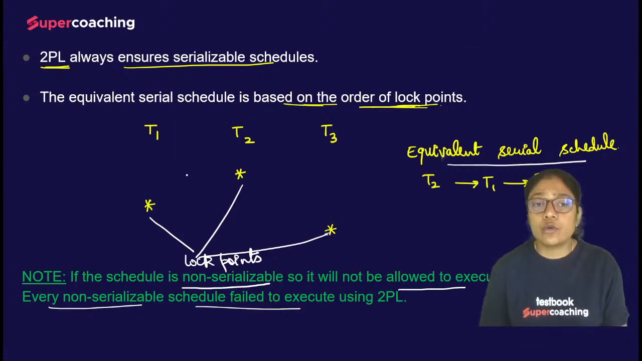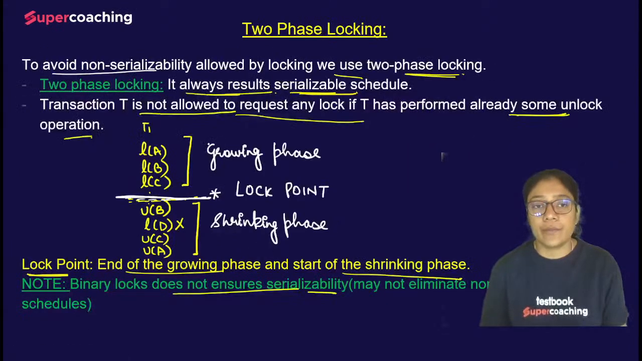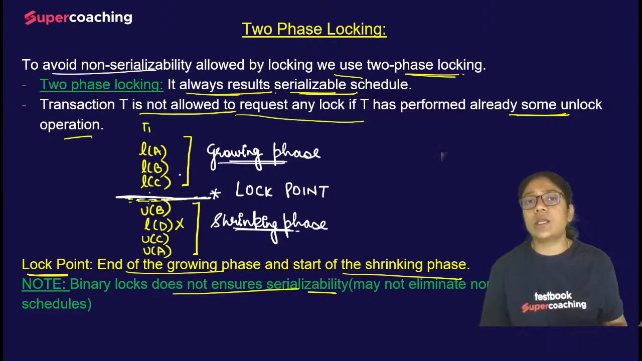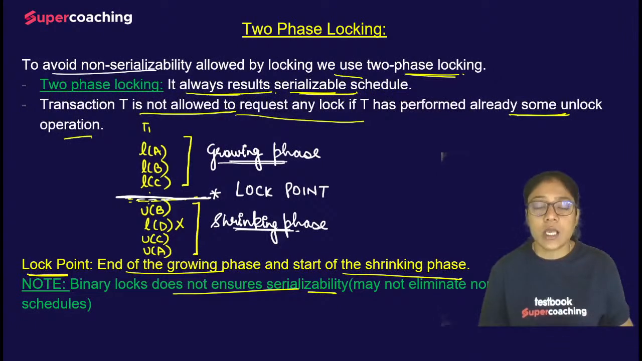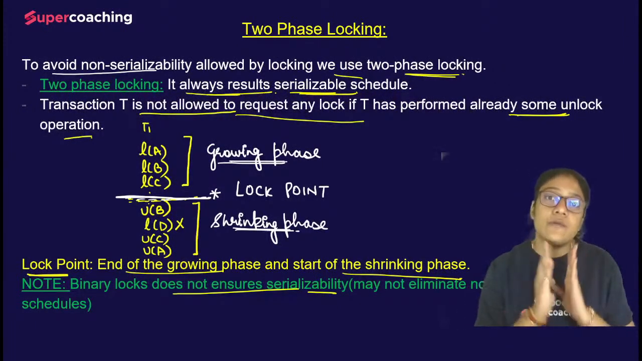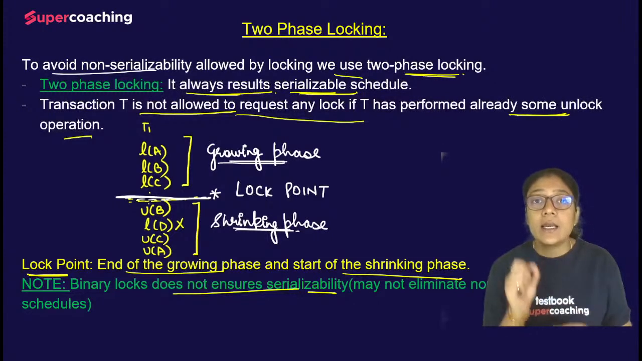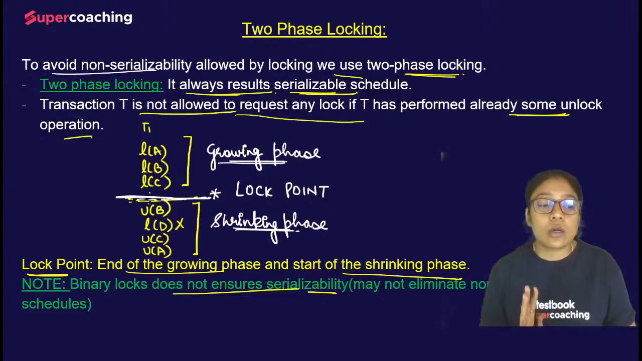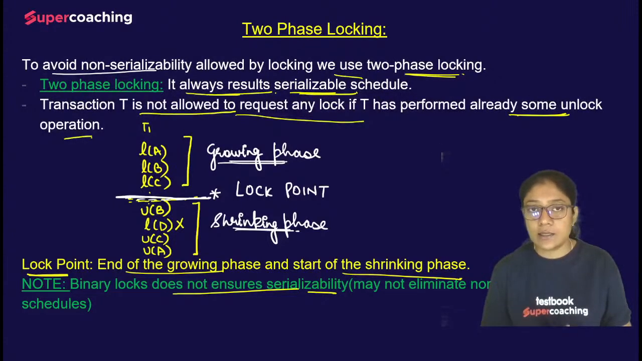Okay, so in two-phase locking we have two phases. One is the growing phase and the other one is the shrinking phase. Growing phase means a transaction can request any number of locks. It will be granted if it is available. But if even one unlock operation is performed, then no lock can be assigned again. That is the meaning of two-phase locking.